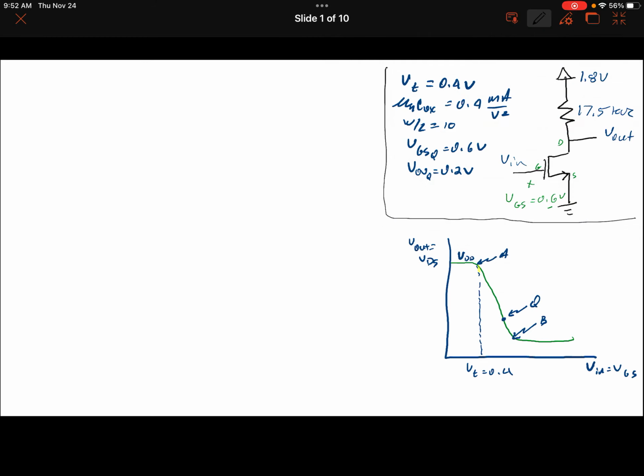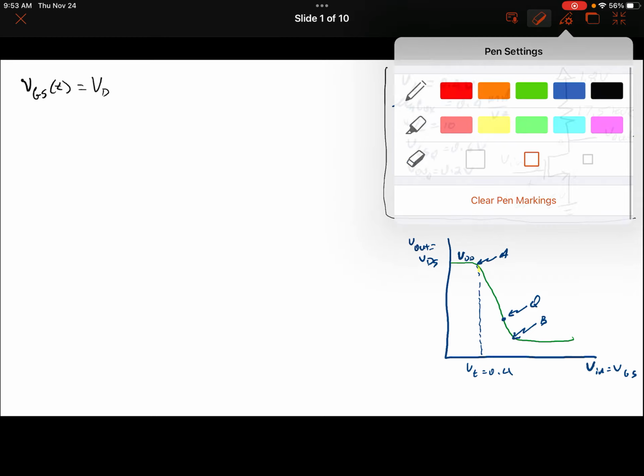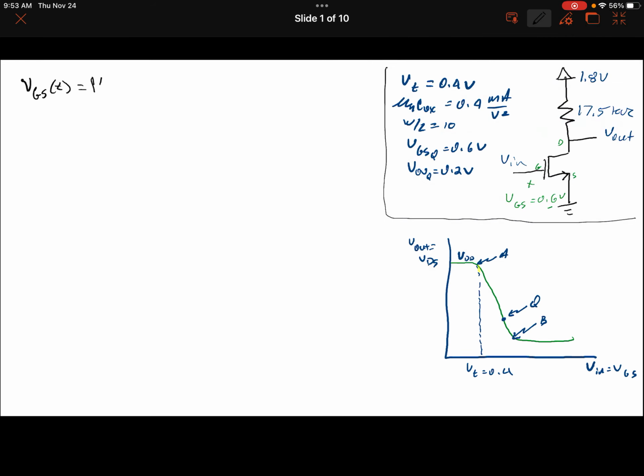So if we're at that Q point that I picked, we know that we can write the composite voltage vGS(t), which is equal to big VGS, the DC value, VGS at point Q, plus the small signal part of it, little vgs(t). So what we have is that if this is 0.6, this would be 0.6 plus little vgs(t).